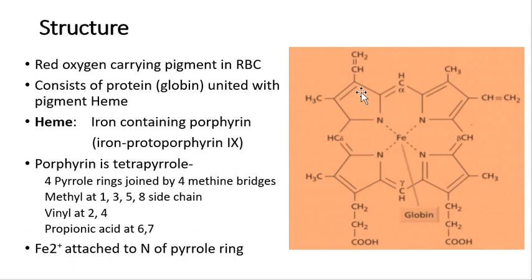So this way we form porphyrin, which is attached to Fe2 positive. So this iron atom is Fe2 positive. Okay, so this is heme, one heme.